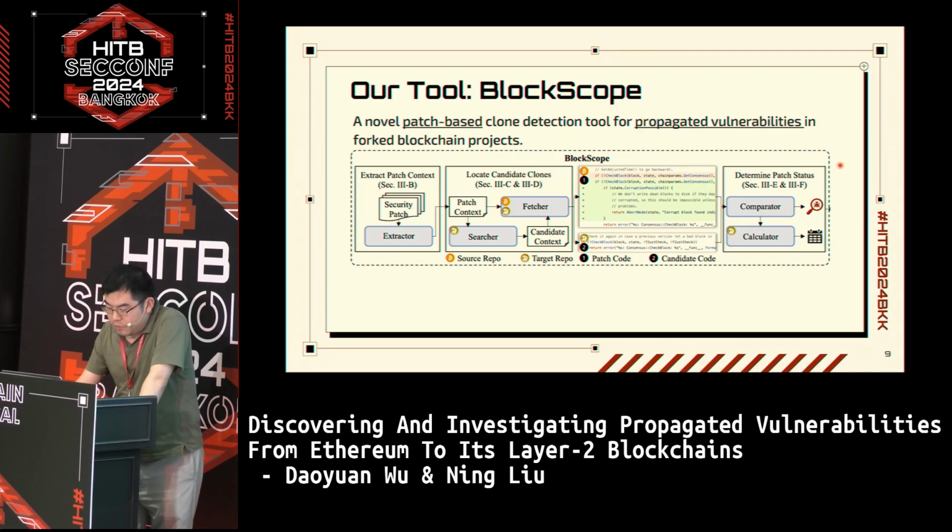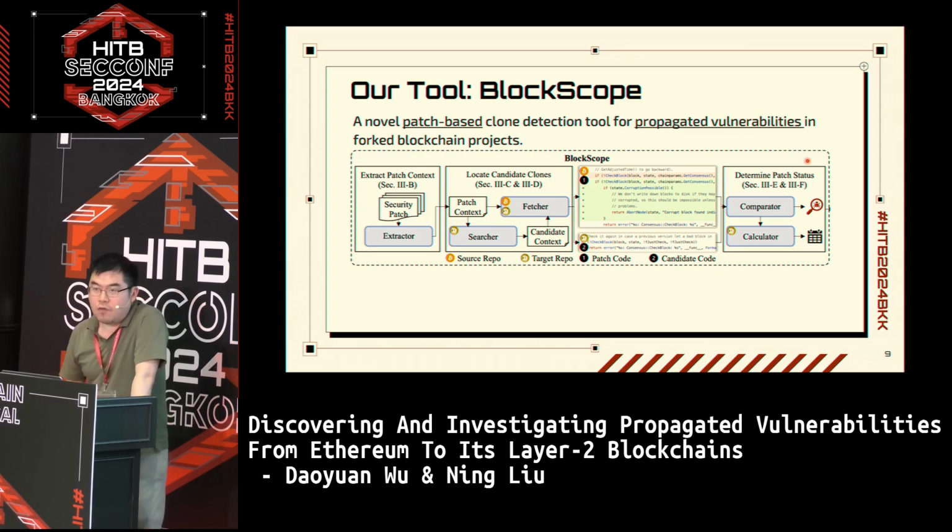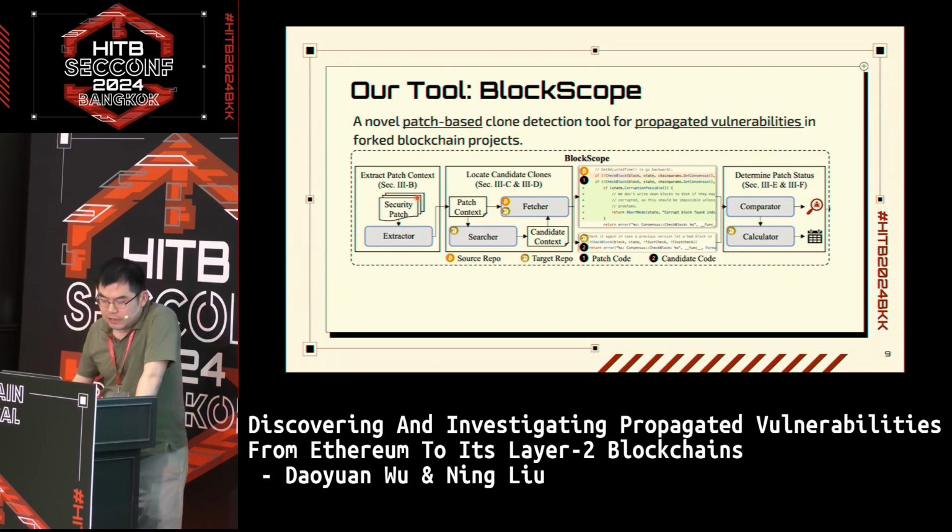From this figure we can see its overall architecture. Initially we have a component called the extractor. It takes a security patch as input, and this patch could be manually prepared. This is a past patch of Bitcoin or Ethereum. You can manually prepare this input, or simply write a crawler to collect many patches together.